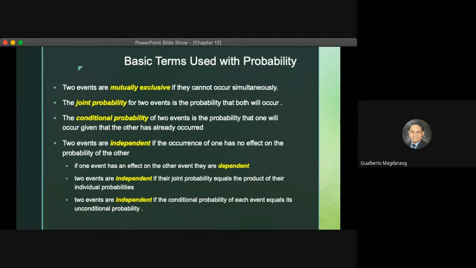Two events are said to be independent if their occurrence has no effect, or the occurrence of one has no effect on the probability of the other. Yun daw, dalawang coin na kinos mo, whatever is the result of the first coin has nothing to do with or is not influenced by the second coin. Walang effect. So therefore, the occurrence of the two events on the coins are independent from each other. Kung merong effect or there is an influence of the occurrence, that is a dependent event. Kasi meron siyang effect or influence of the occurrence of the other event.